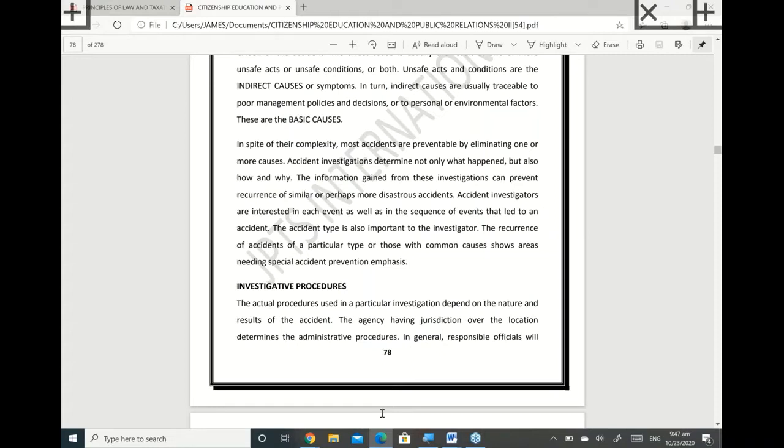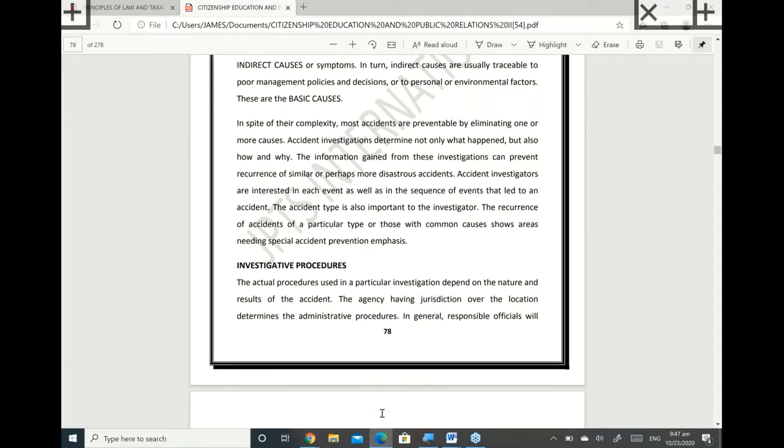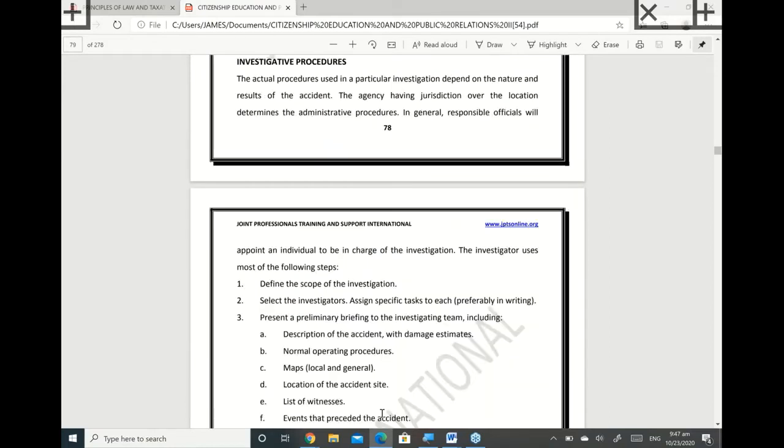Then we'll look at the investigation procedure. The actual procedure used in a particular investigation depends on the nature and the result of the accident. The agency having jurisdiction over the locale determines the administrative procedures in general. Then the responsible official will appoint an individual to be in charge of the investigation. Now look at how the investigation proceeds.